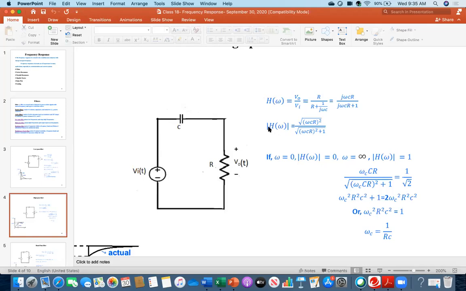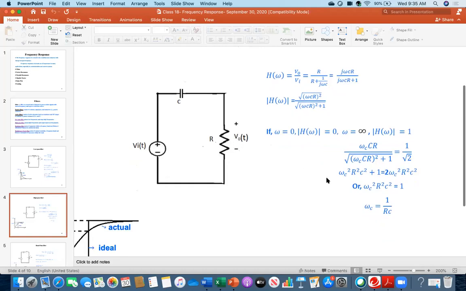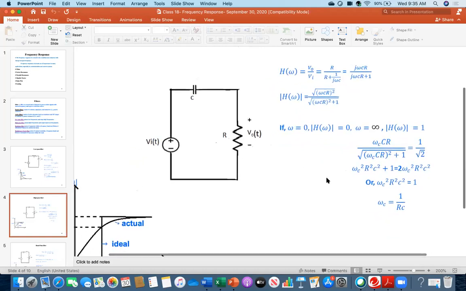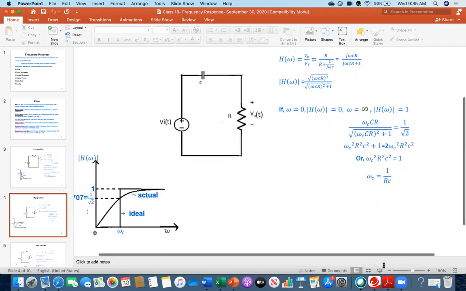Now again, I am taking the magnitude of H(omega). What is that? Root over this square in the numerator, and in the denominator, root over this square plus 1 square. Now, in a similar way to the previous case, you plot. Let me speak a little bit, yes.